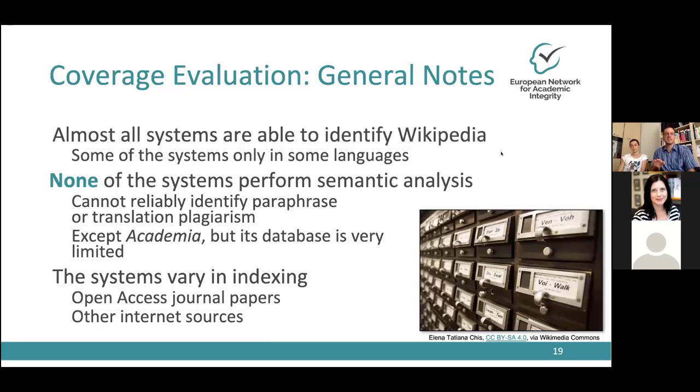Almost all systems are able to identify Wikipedia, even though some of the systems only in some languages. None of the systems perform semantic analysis except Academia, and the systems vary very largely in indexing open access journal papers and other internet sources.